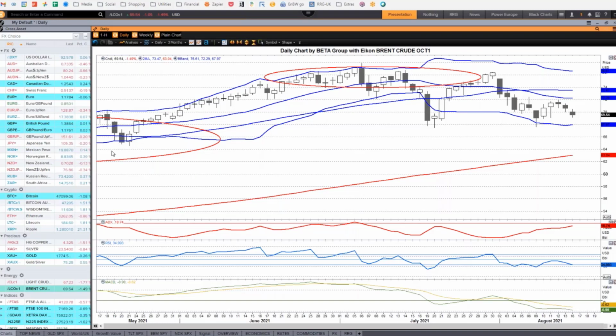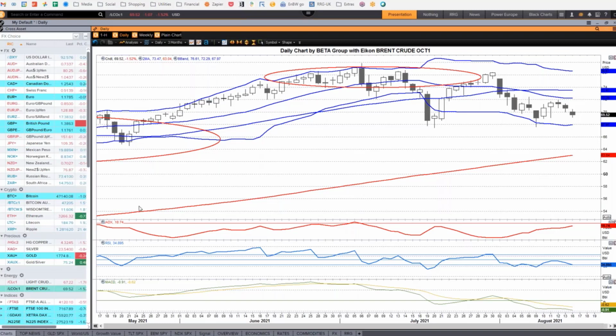So we've got the resistance, we've got support, we're being buffeted between the two, but the trends have all turned decidedly down here. The RSI is going down, the MACD is going down, and it's more likely that the support levels are going to be tested. This would be likely if the dollar strength reasserts, which it looks as though it might do.